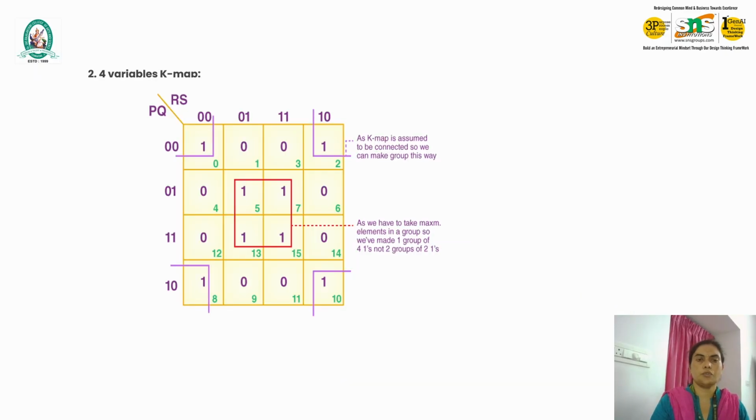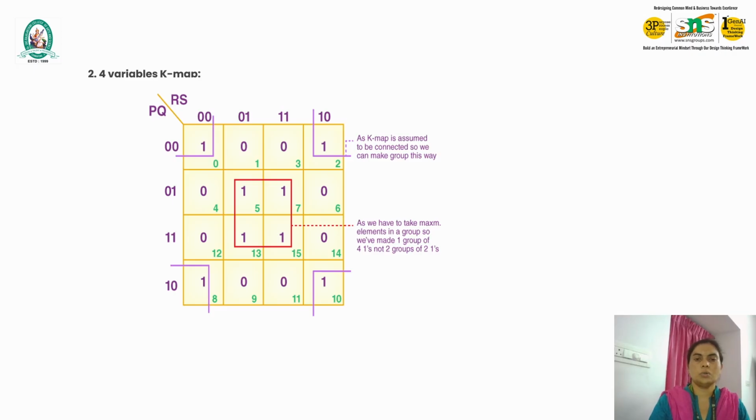Next is the 4 variable K-map, where P, Q, R, S are the 4 variables, taken as PQ and RS. All the values given in the set braces have to be marked as 1. The speciality of the K-map is the maximum grouping we have to perform. First we look for groups of 8, then 6, then 4, and finally 2. This is how it is grouped in a K-map to simplify the process.